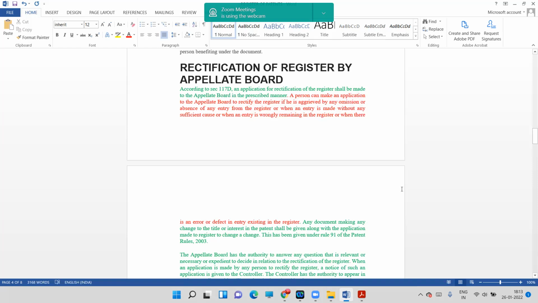By an omission, this is the first. Absence of any entry from the register, this is the second. Third, when an entry is made without any sufficient cause. Then fourth, when an entry is wrongly remaining in the register. Then fifth, when there is an error. And sixth, defect in entry existing in the register.